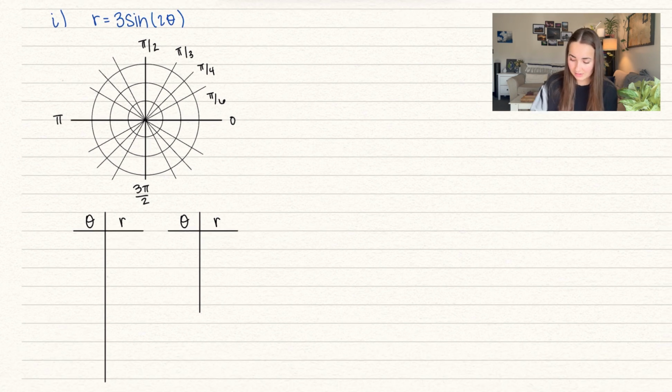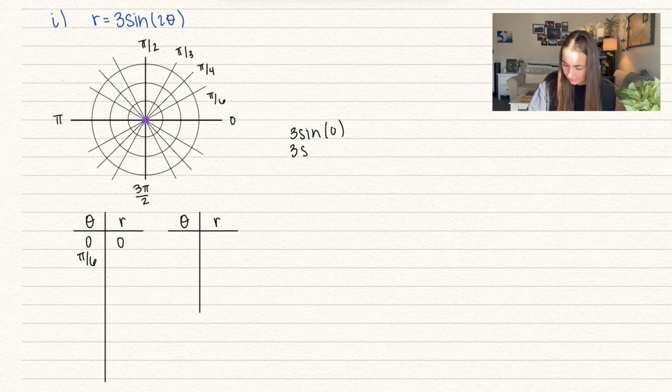First, we are always going to start out with a theta value of 0. So let's go ahead and plug that in. We get 3 sine of 2 times 0, which is just 0, and we know 3 sine of 0 is indeed equal to 0. So here, let's go ahead and plot that point. We are starting at the origin. Now let's go ahead and go up to pi over 6.